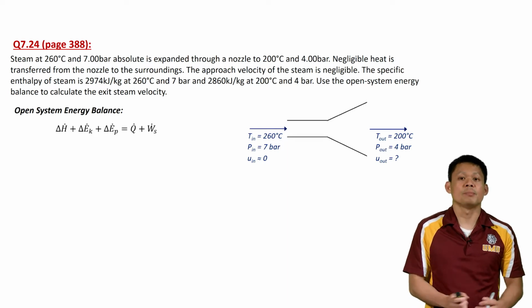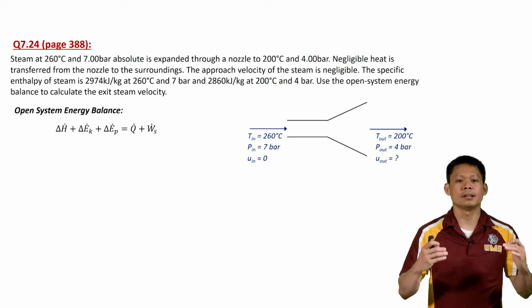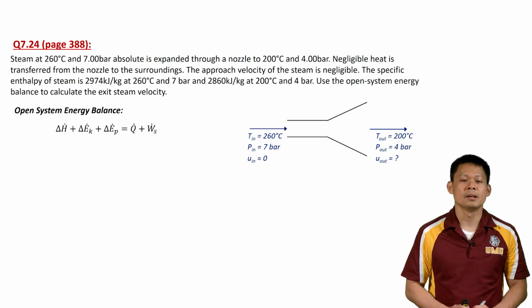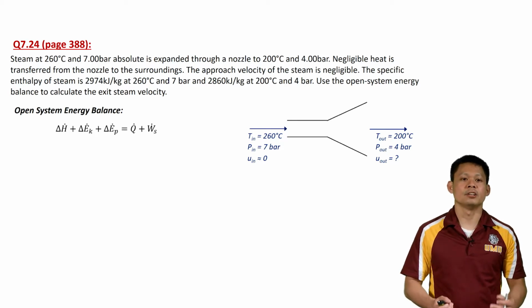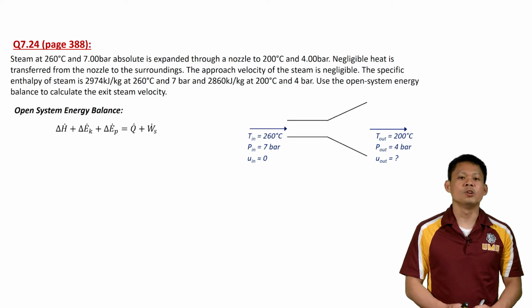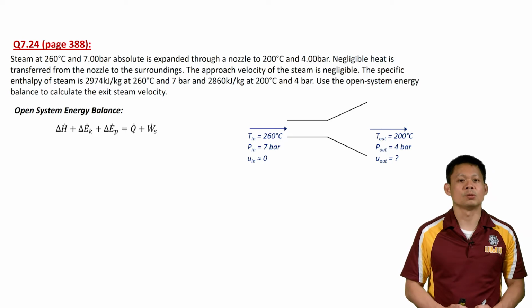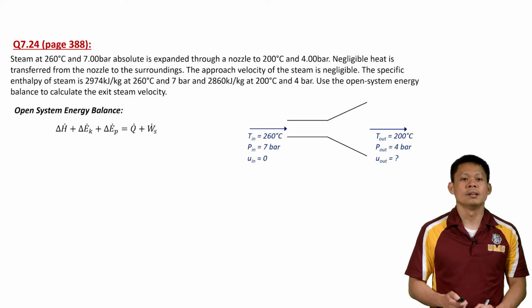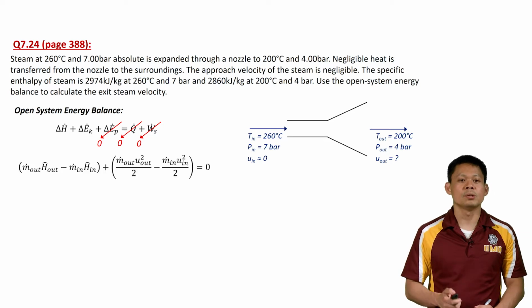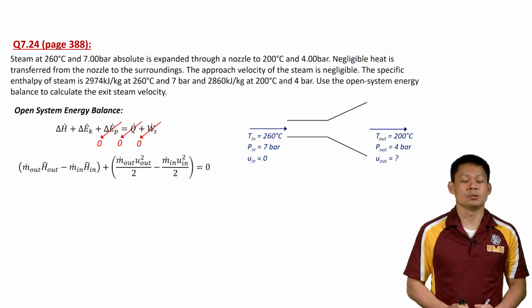In this case, let's think about what terms are 0. We're going to assume that the inlet and outlet are at the same elevation, so delta EP is 0. We also know that there is negligible heat transfer, given in the question, so Q is 0. We have no moving parts within this system, so our shaft work is 0 as well. Those three terms are 0. We have simplified our energy balance to delta H plus delta EK equals 0.